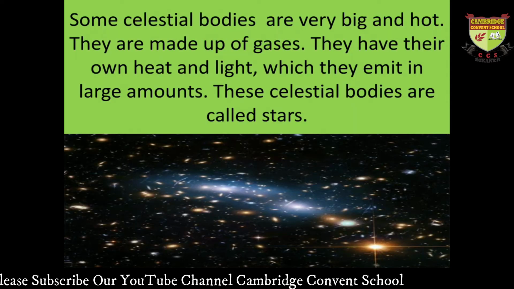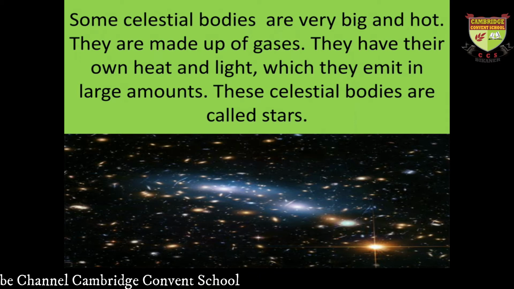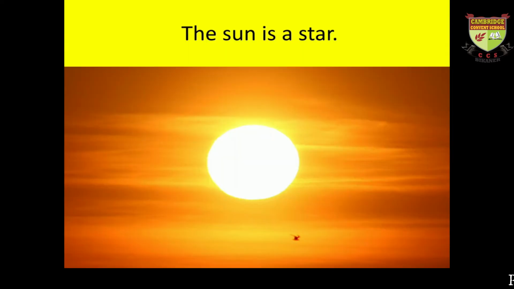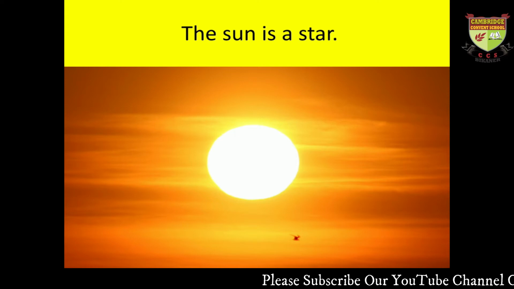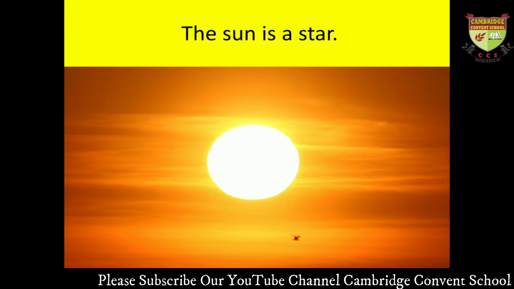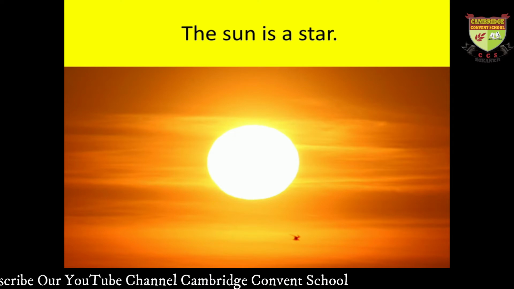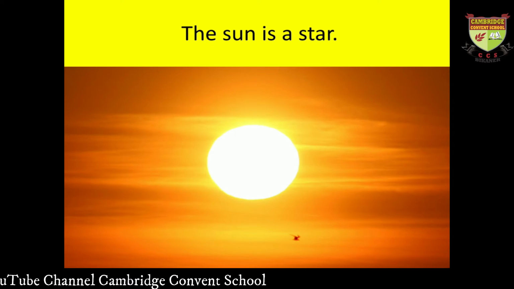Some celestial bodies are very big and hot. They are made up of gases. They have their own heat and light, which they emit in large amounts. These celestial bodies are called stars. So now we learn the definition of stars: celestial bodies which are very big and hot, made up of gases, and have their own heat and light, which they emit in large amounts.